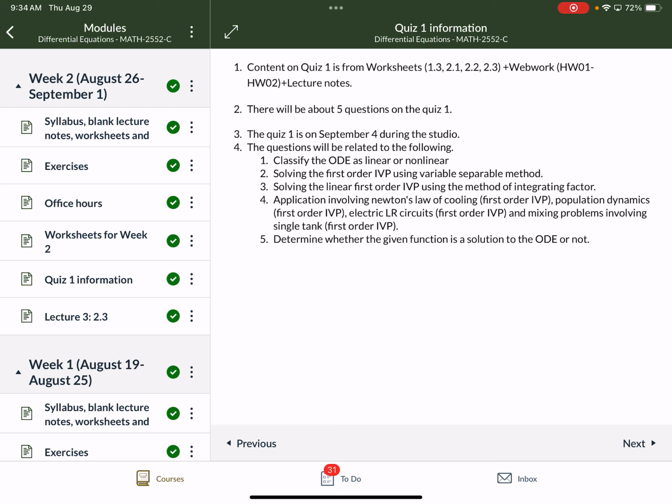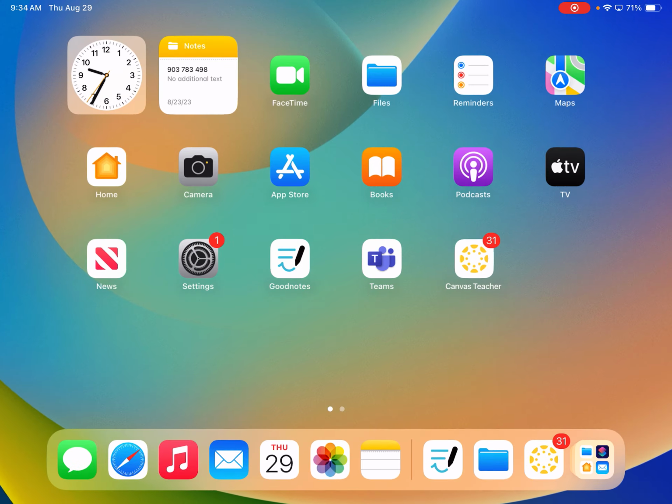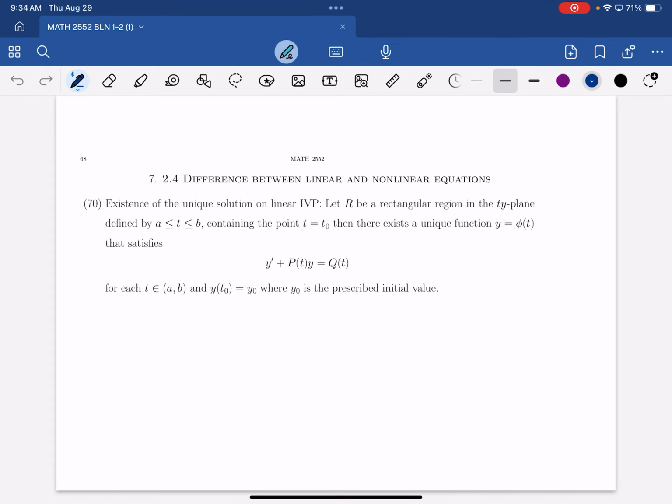Any questions? Okay. That's about the quiz. And the next thing is about the lecture. So we're going to discuss the difference between linear and non-linear problems today.